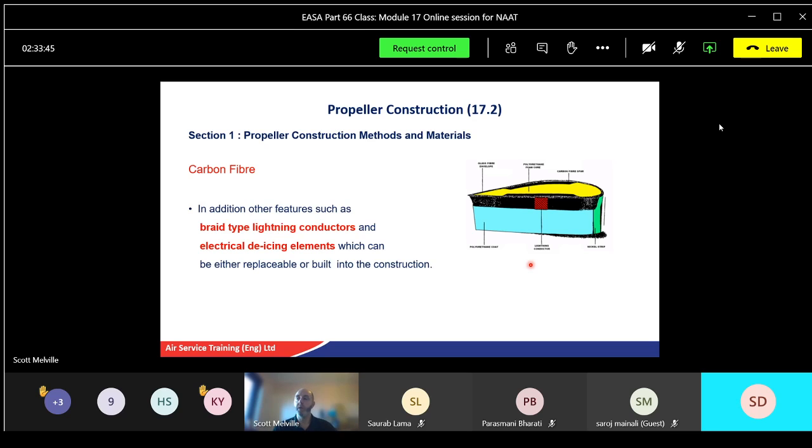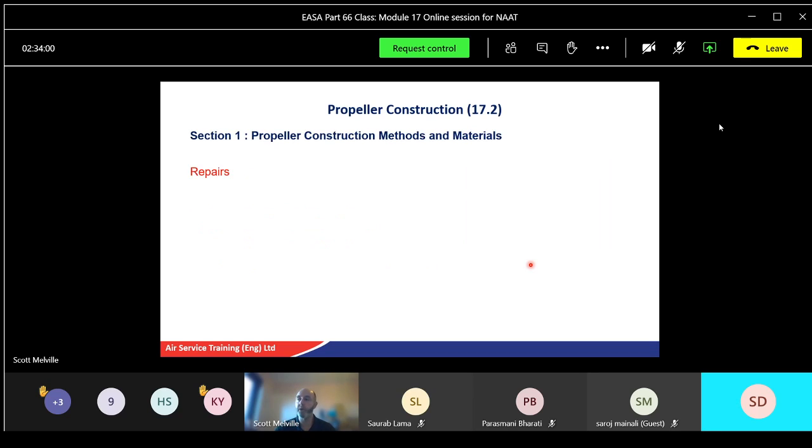Okay, so these lightning conductors are braid-type lightning conductors, and there are electrical de-icing elements. We can put power through there, which can be either replaceable or built into the construction. If they're built in and they're damaged, you're going to have to replace the blade. So it depends on the type you've got.